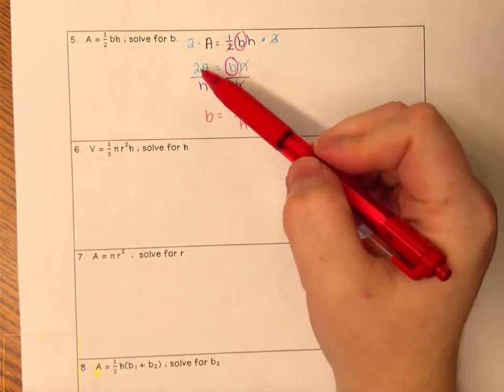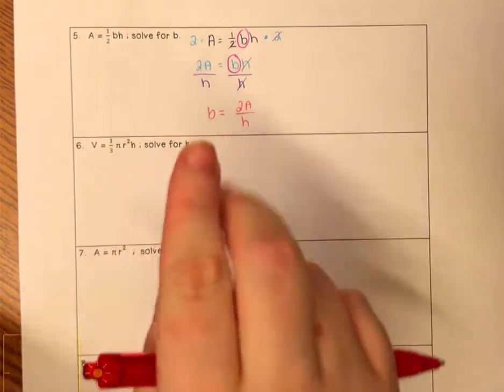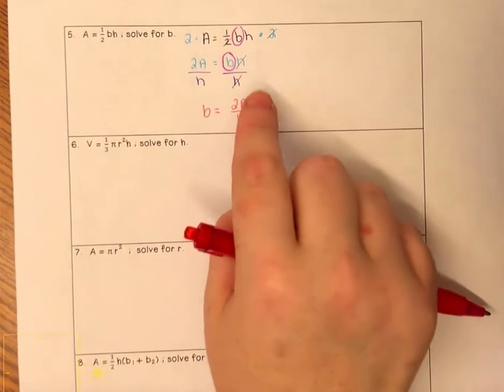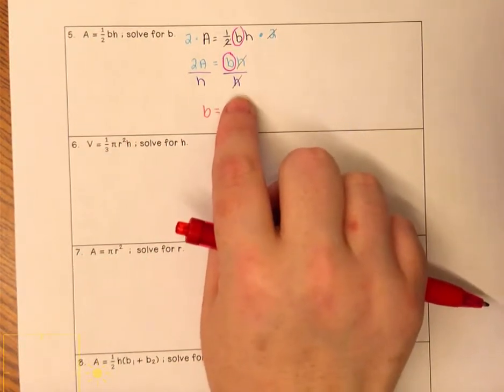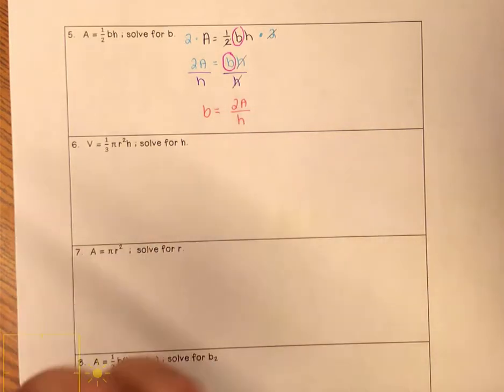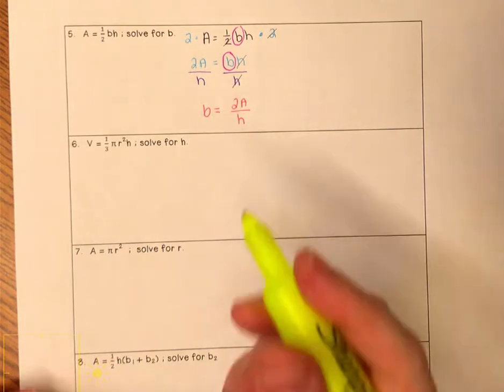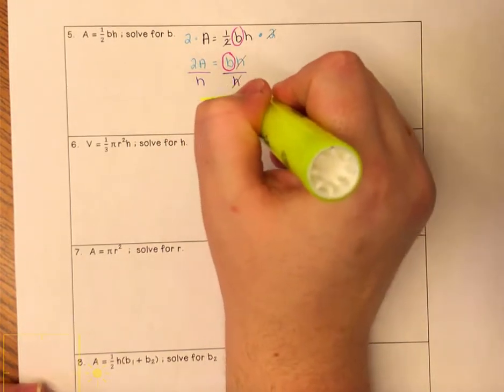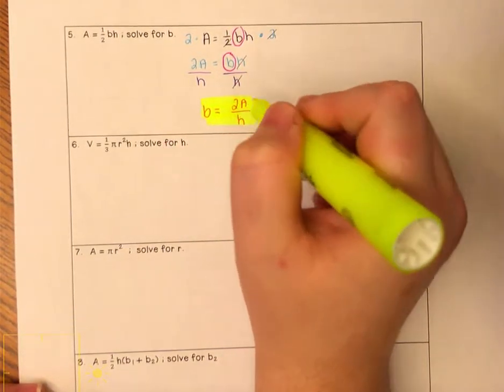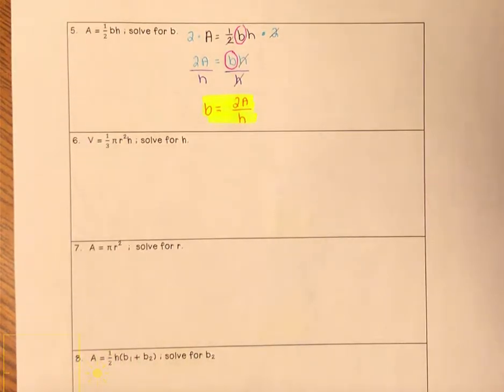Please understand that this is not 2 plus A, so it does not separate into two fractions. This is one term. This is one numerator and one denominator. So we would not say 2 over H plus A over H. There is no addition sign in here. It stays as 2A over H.